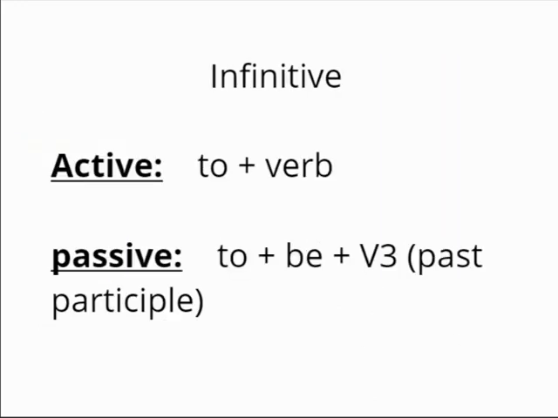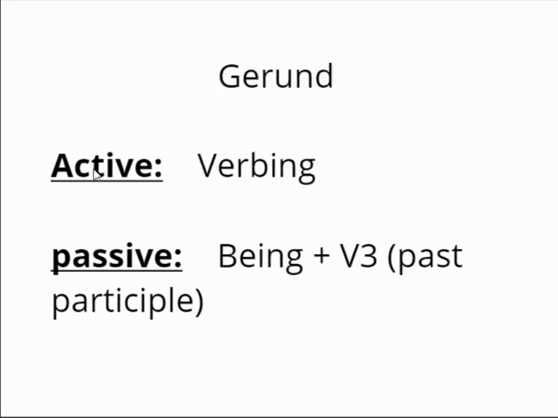So once again with the infinitive, it's to plus the verb in the passive form, to plus be plus the V3, or the past participle. And for the gerund, it's verbing, and if I make that passive, it's being plus the V3, past participle.